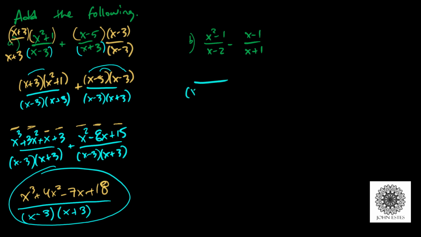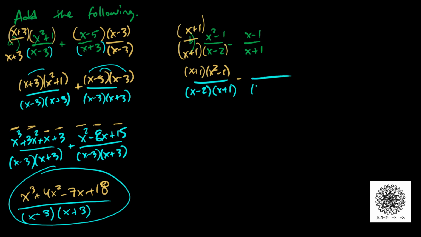I need a common denominator, which I can see to be x minus 2 times x plus 1. In my first term, what do I need to multiply by x minus 2 to get that? I need to multiply in an x plus 1. If I multiply it in the denominator, I have to multiply it in the numerator. So that's why I end up with x plus 1 times x squared minus 1. Then I have minus. I have my common denominator on the other side, x minus 2 and x plus 1. And I look to see what I am missing up here. Well, I needed to multiply in an x minus 2 to get that common denominator.